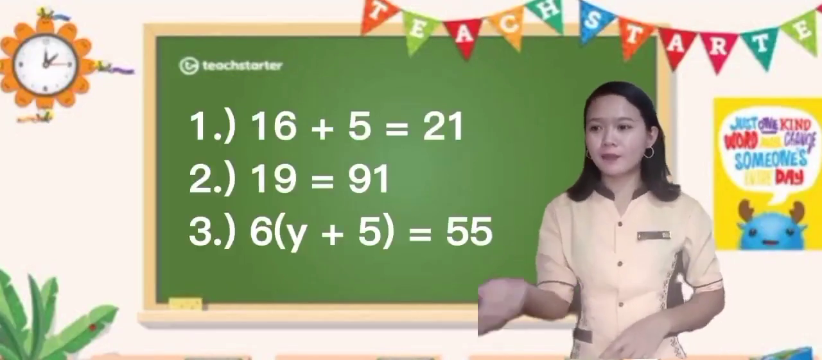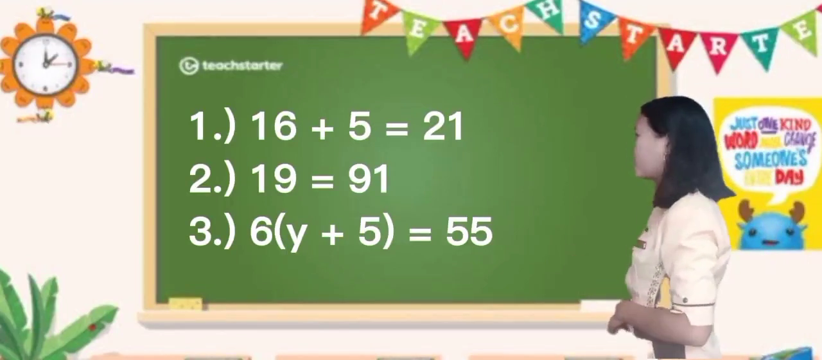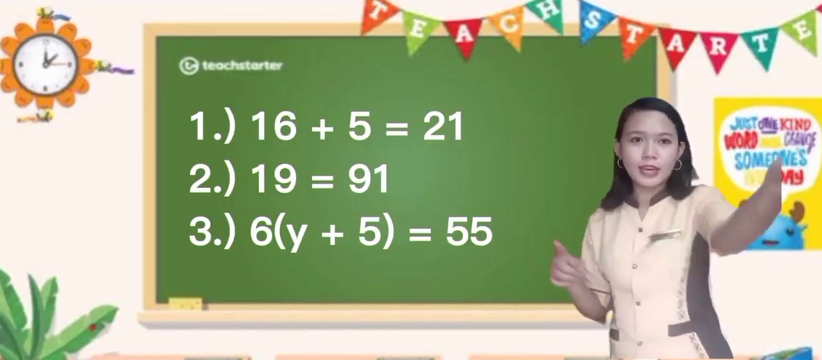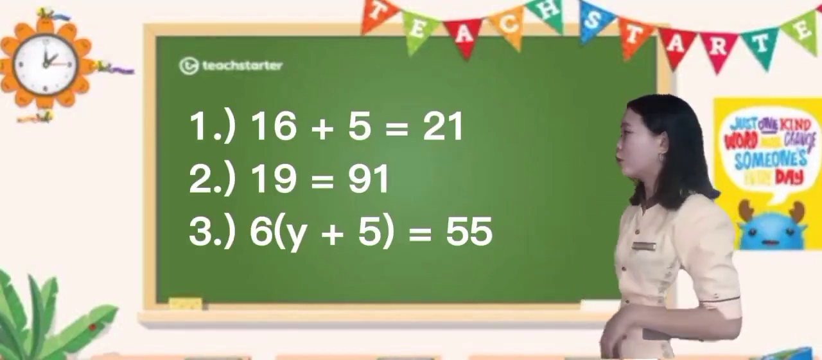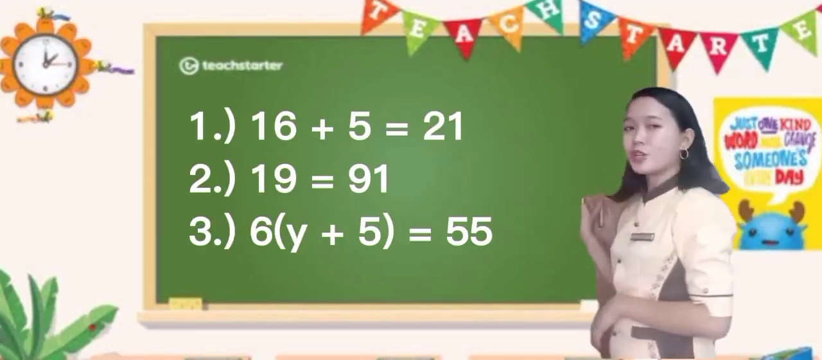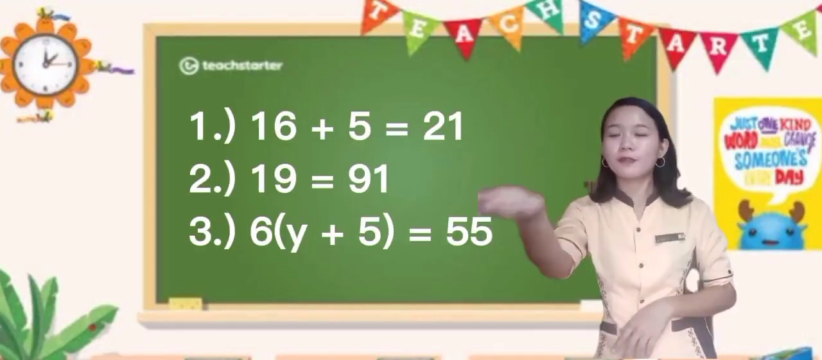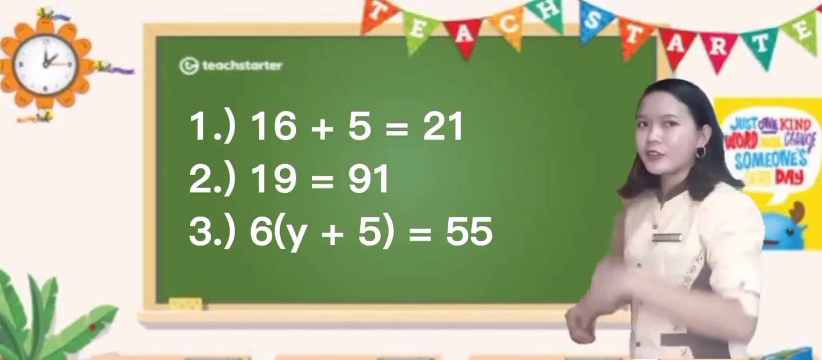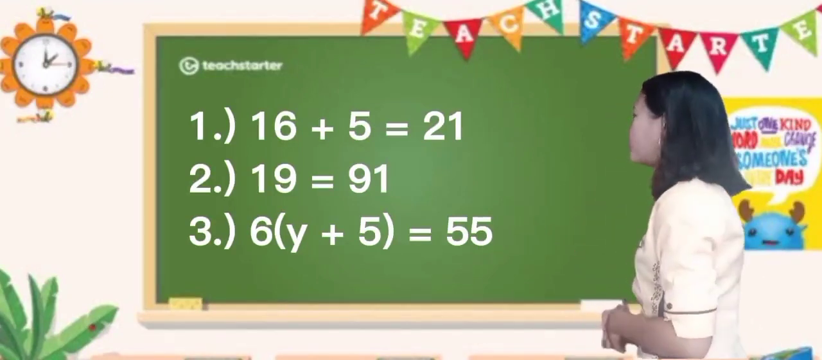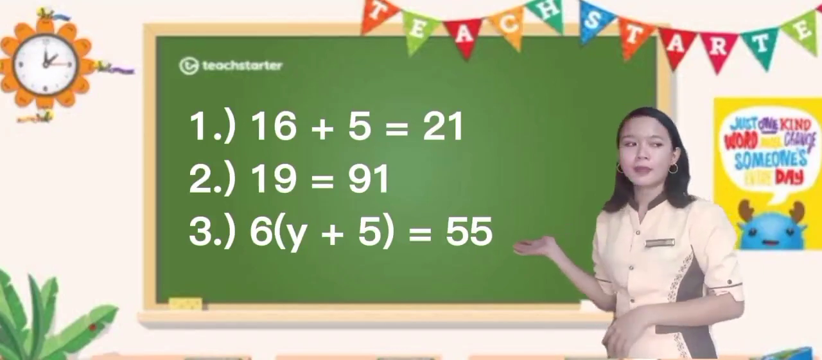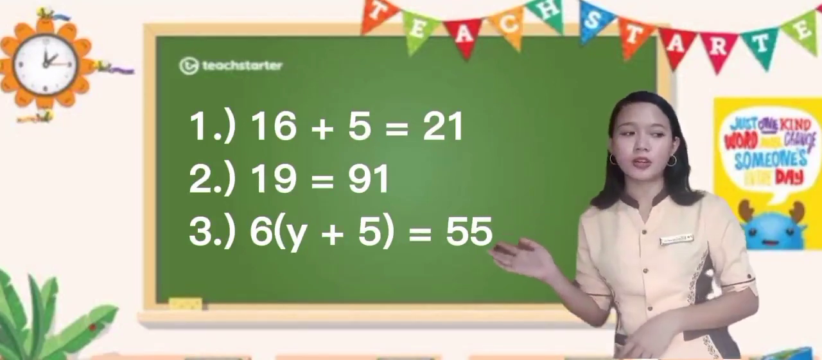Number 1, 16 plus 5 is equal to 21. What is this? True, because it is equal. Number 2, 19 is equal to 91. What is this? False. Very good. It is false because 19 is not equal to 91. They are not equal to each other.